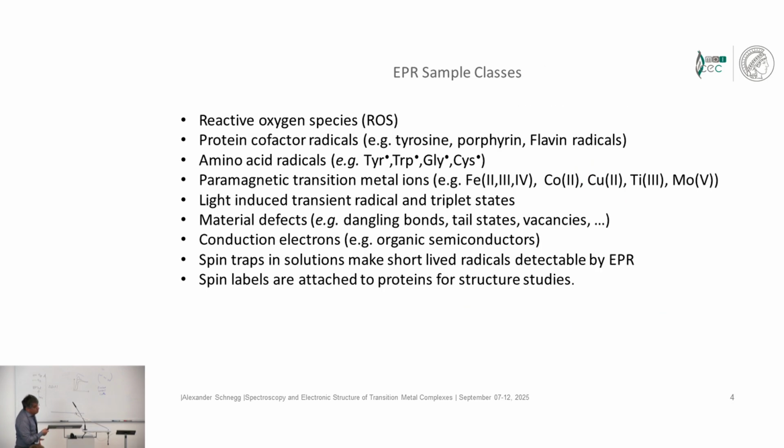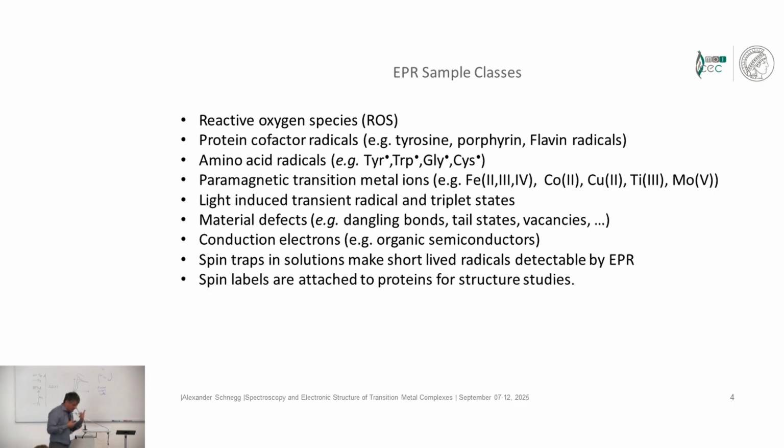And to give you an overview of our EPR samples which are typically EPR active, I put here a not complete list of samples which are oftentimes paramagnetic. These are reactive oxygen species. This is very important in medicine. Protein cofactor radicals, for example, tyrosines, porphyrin, flavins. Paramagnetic transition metal ions in both synthetic compounds but also in proteins, of course. Important examples are the different oxidation states of iron, cobalt, copper, titanium, molybdenum, and some others.